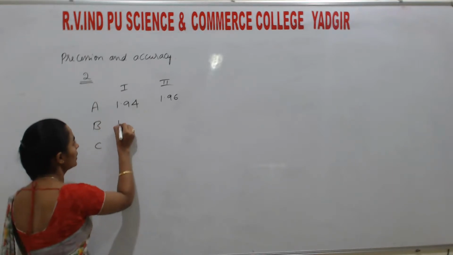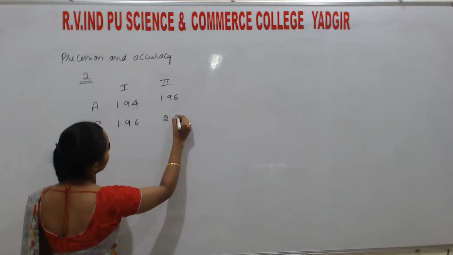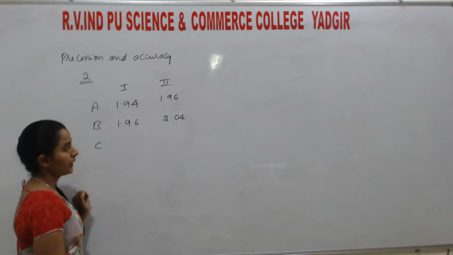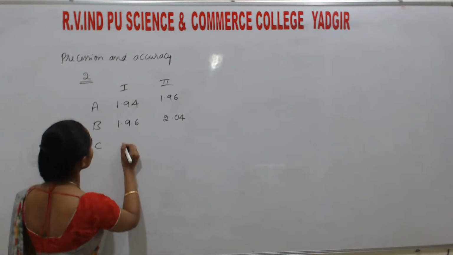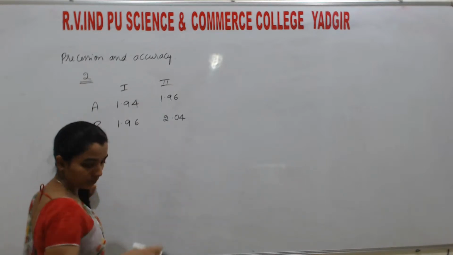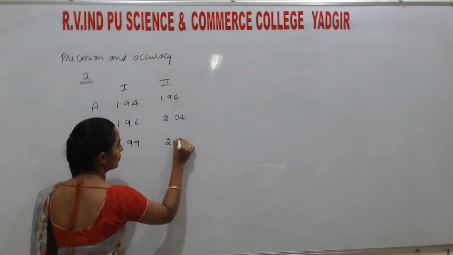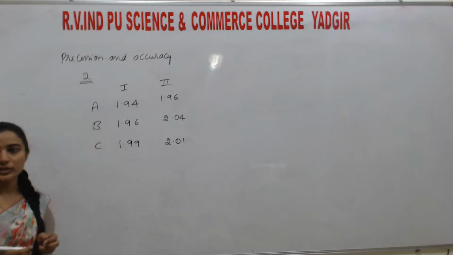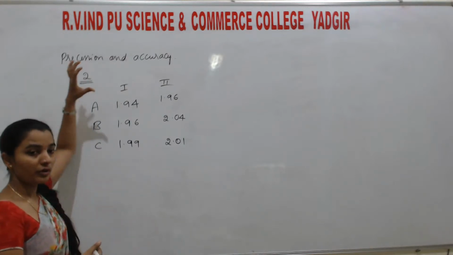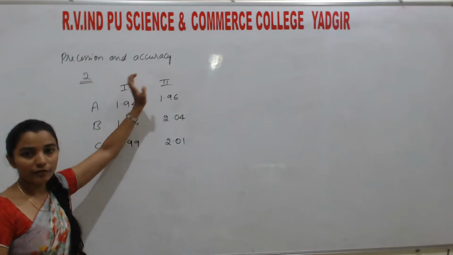And student B gets 1.96 and 2.04. Next, student C will get 1.99 and 2.01. So the theoretical value you want to get is 2. The students A, B, C did the experiment of 2 trials.